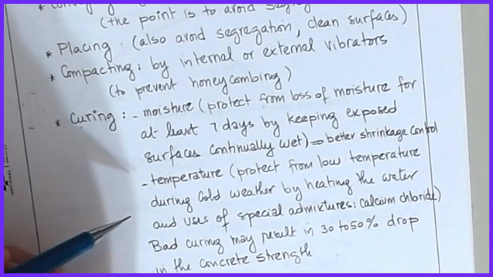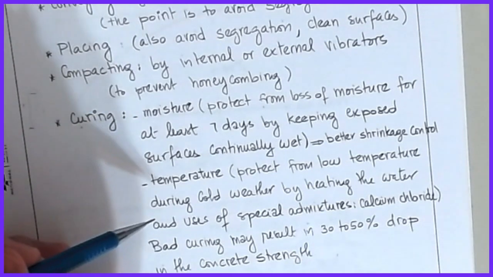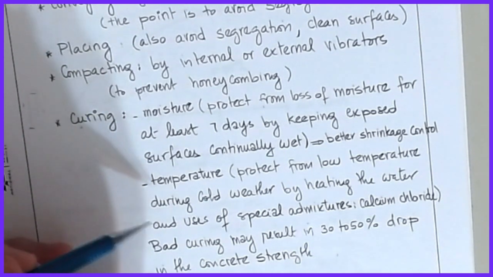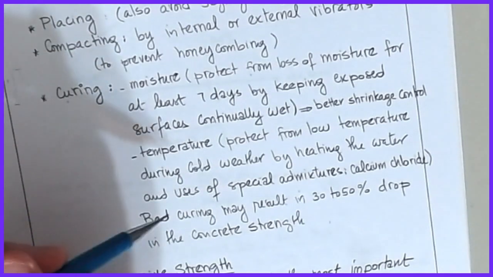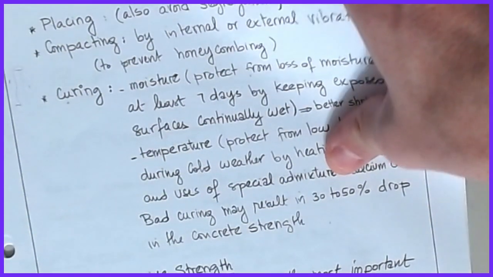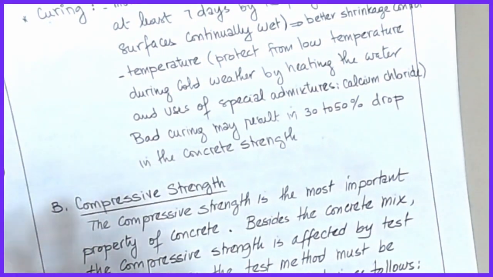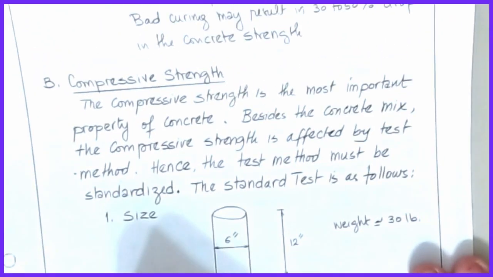And that can be done generally by covering it or applying heated water, or even some sort of external heating source, or even special admixtures which will prevent the water from freezing. Okay, if I have bad curing of this concrete, I can lose as much as 50% of the concrete strength as a result of just poor curing characteristics. All right, now, the next topic has to do with the compressive strength.